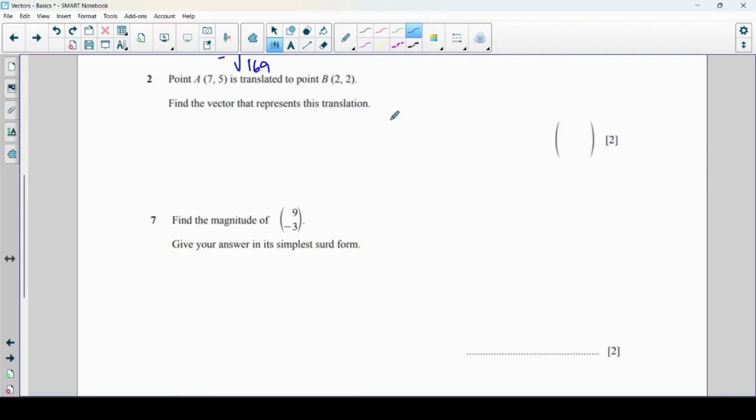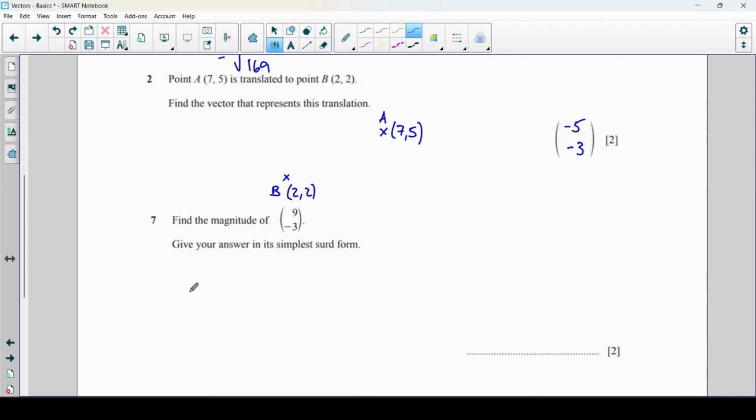In this next question, sometimes it helps a little bit to do some kind of sketch. So point A is up here, that's 7, 5. Point B would be over to the left and down a bit. And we want the vector that's going to get us from A all the way to B. So you can see that we need to go left and down. Let's look at the x-coordinates first. From 7 to 2, well, that's 5 left, so that means our top number is minus 5. And then from 5 to 2, that's 3 down, so then our bottom number is minus 3.